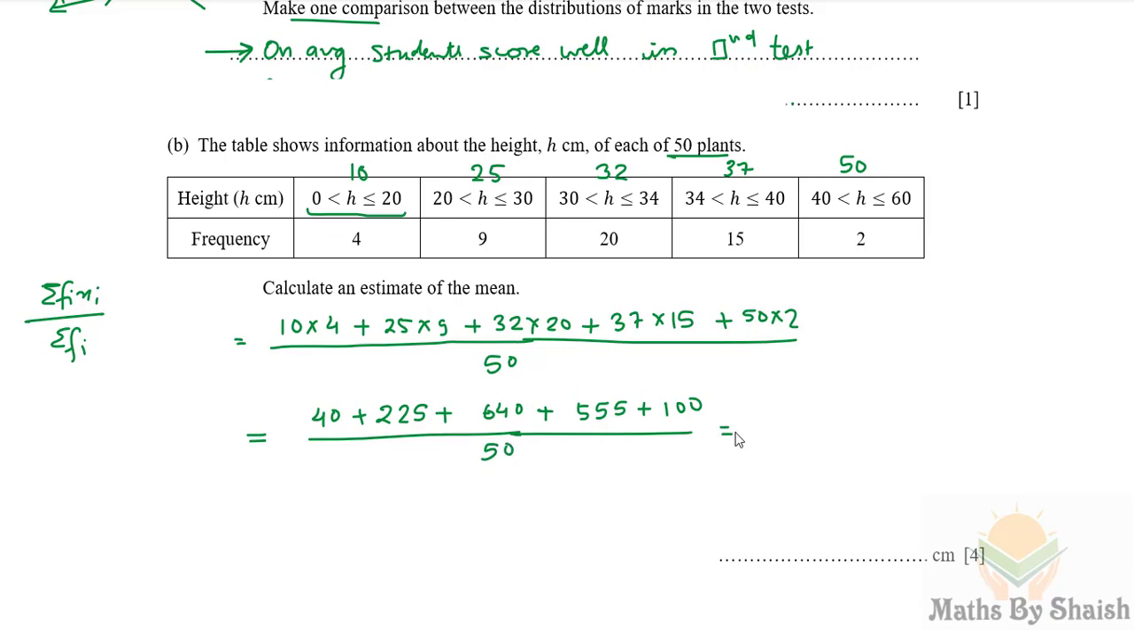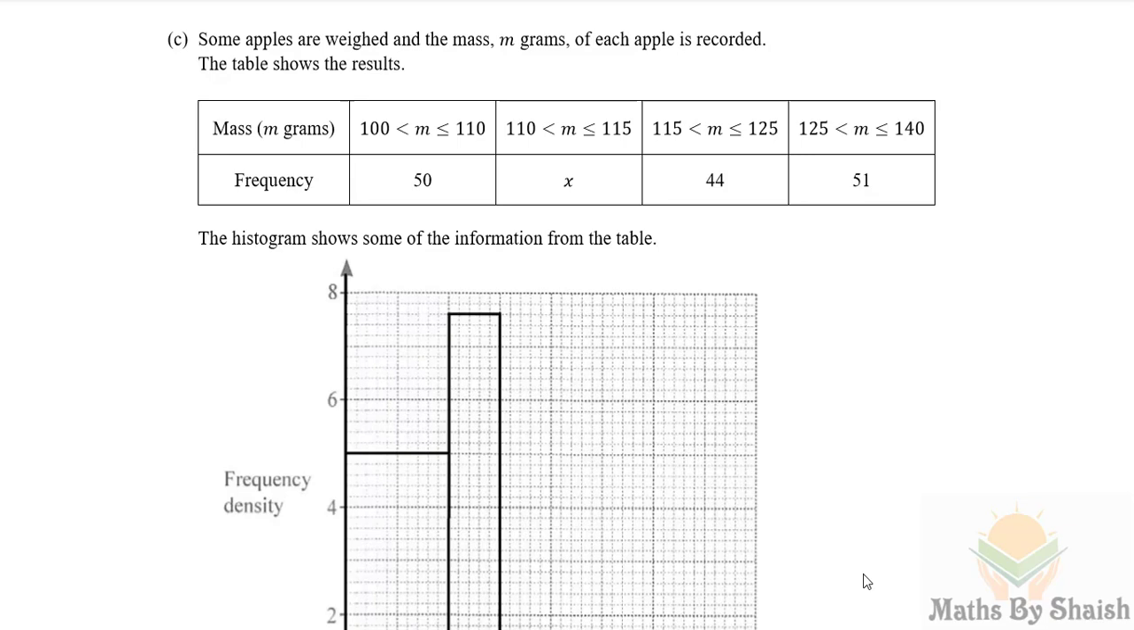Now we will calculate all these. 555 plus 100 plus 640 plus 225 plus 40, and this divided by 50, the answer is 31.2. So the estimated mean is 31.2. I hope it is clear. Let's discuss the next question now.